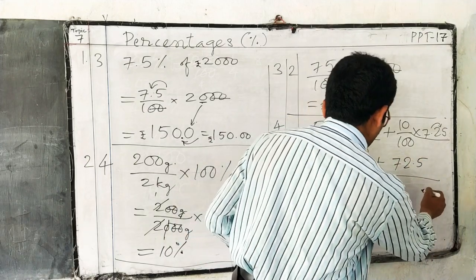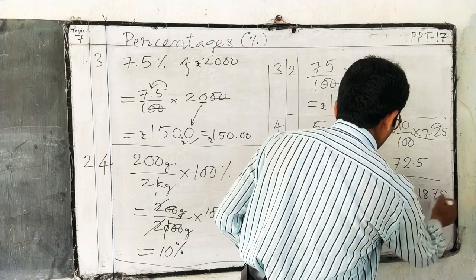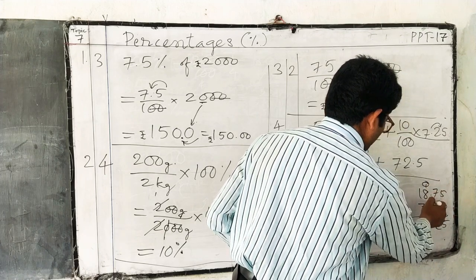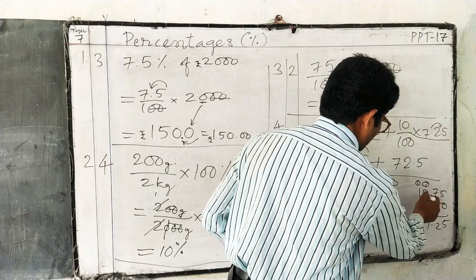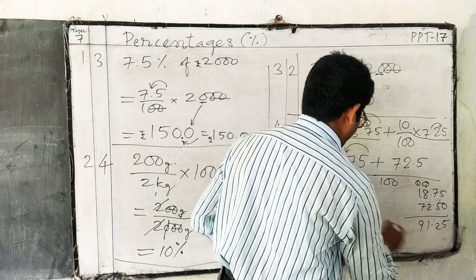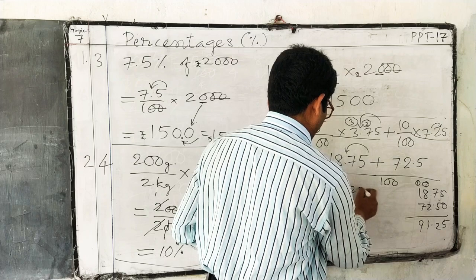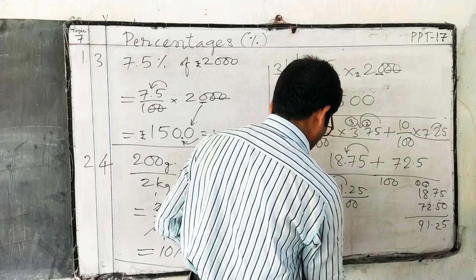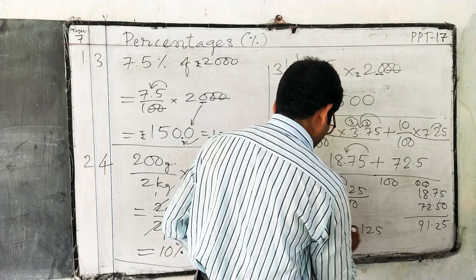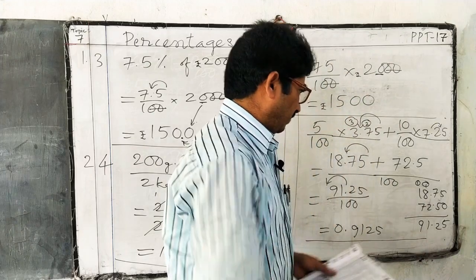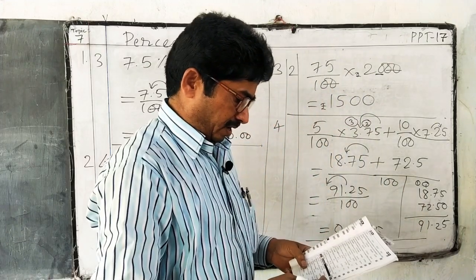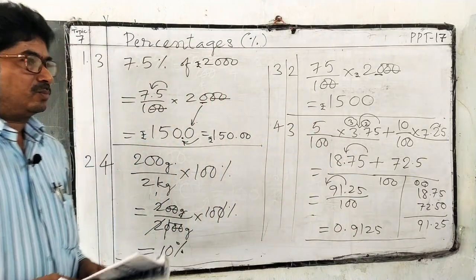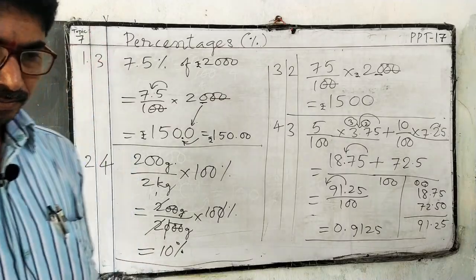We have to add this. 18.75 plus 72.50. So 5, 12, 9, 11, 2, 7, 9, 91.25. 91.25 by 100. To divide by 100, shift the decimal to the left by 2 places. So 0.9125, option 3. So 4 completed, children. You check this with your answers.